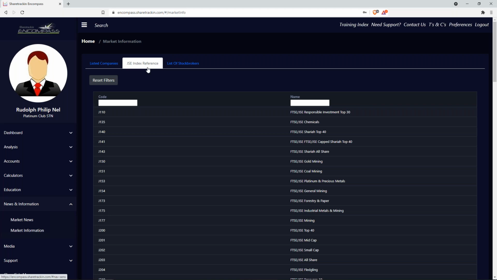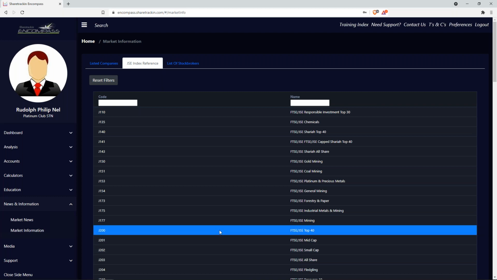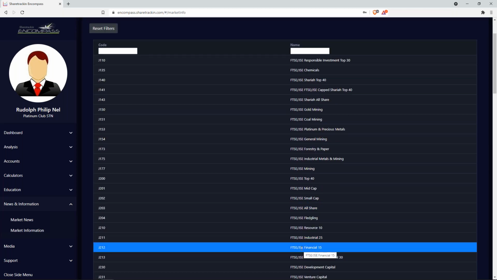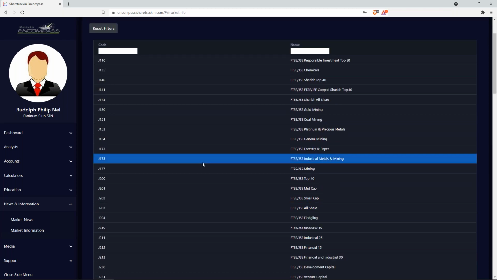Then the JSE index reference. So these are all your JSE index references, which you can go and use on the charting, especially if you want to trade Satrix, like for instance the STX40. You will need to go and look up, for instance, the FTSE JSE Top 40. Then you use that code to go and view what those groupings are doing. Or financials, like the STX Fin, you will go and look for the financial one. So there's the financials. Okay.